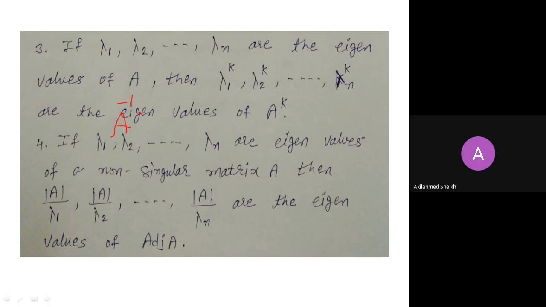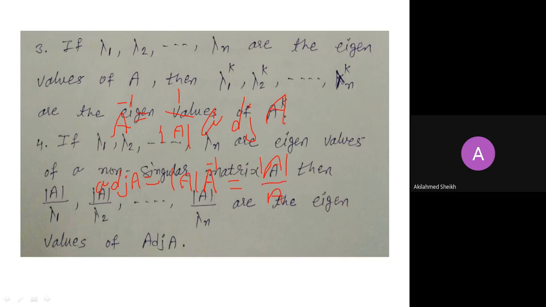adjoint formula: A inverse equals 1 upon determinant of A into adjoint of A. Now here we have to find the value of adjoint of A. So we get adjoint of A equals determinant of A into A inverse, and A inverse can be written as determinant of A divided by capital A.